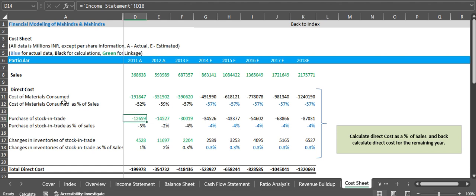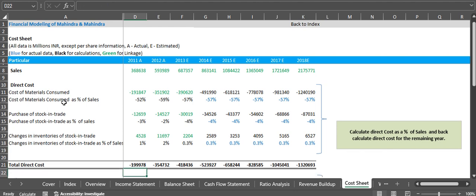Then we have the purchase of stock in trade. So it's around 3%, 2%, 4% for a particular company. Then we have the changes in the inventory of stock. So it's 1% or 2% for the particular company.